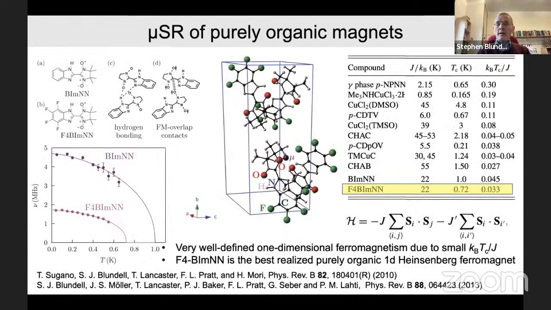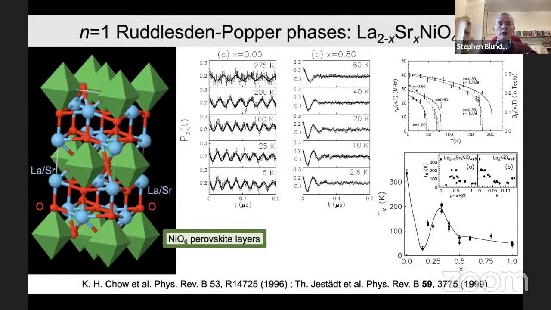So this has now been, I'm just skipping through these examples, but just to show you that we've done this on a large range of different materials. This was an experiment identifying one of the most well-defined one-dimensional ferromagnets that exist. Now, of course, you can do this not only in organic systems, but also in oxides. It works very well in various magnetic oxides. Here you can see in lanthanum nickelate, you can see beautiful oscillations developing at low temperature. In fact, in this sample, you see the oscillations at all temperatures.